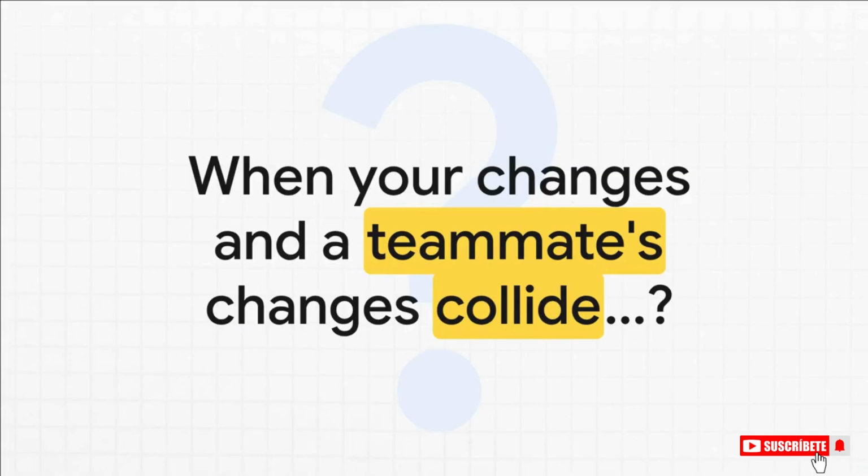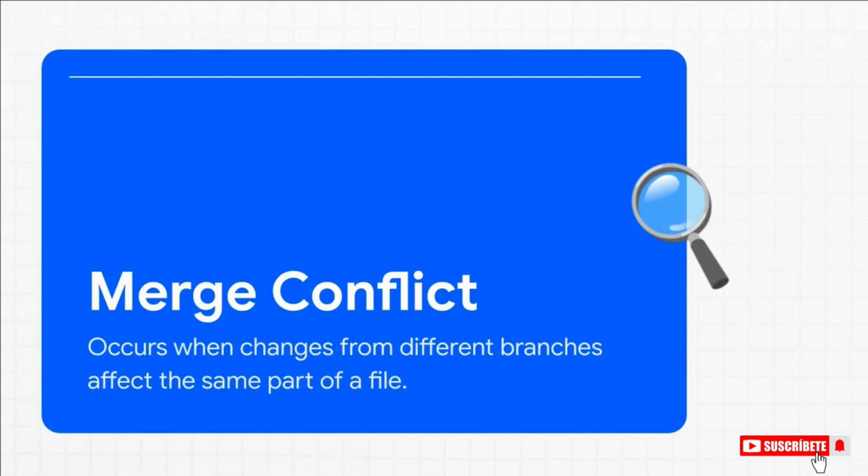And this leads us to the moment every new developer dreads. You go to pull in your teammates' latest changes and Git just stops. It tells you there's a conflict. You both tried to edit the exact same lines in the exact same file. Now what? This is called a merge conflict.